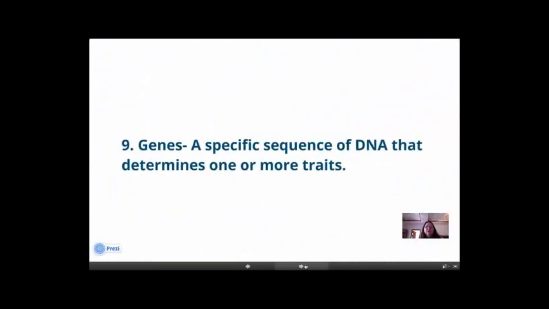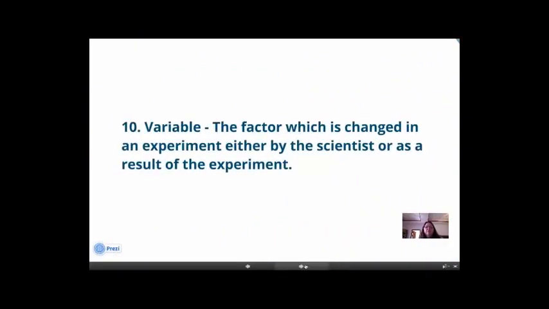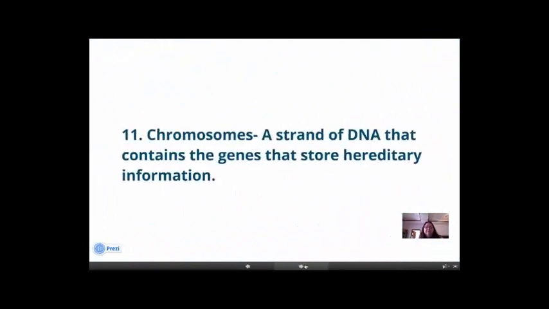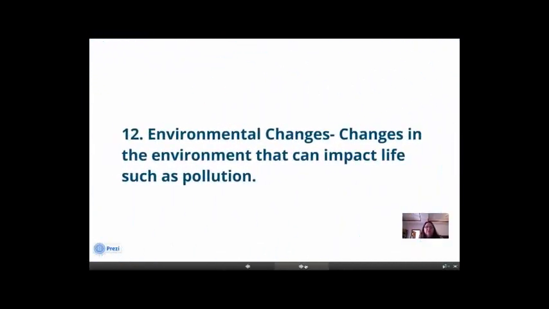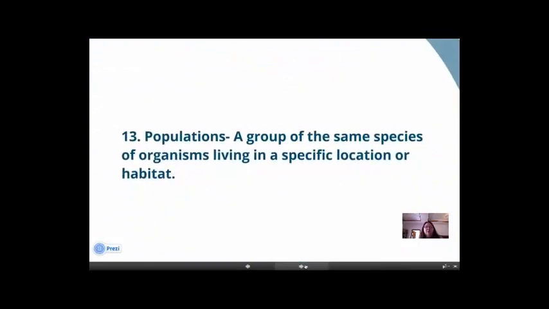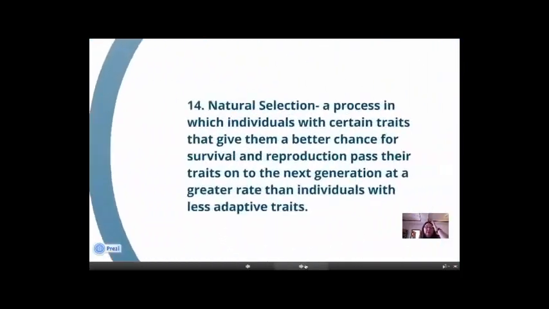Genes, a specific sequence of DNA that determines one or more traits. Variable, the factor which is changed in an experiment either by the scientist or as a result of the experiment. Chromosomes, a strand of DNA that contains the genes that store hereditary information. Environmental changes, changes in the environment that can impact life, such as pollution. Populations, a group of the same species of organisms living in a specific location or habitat.